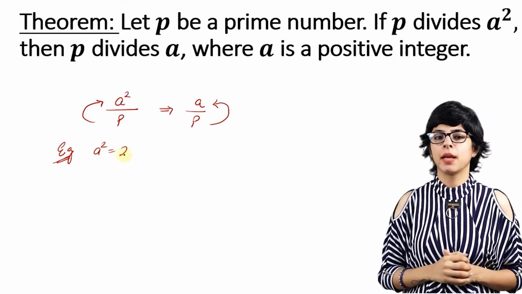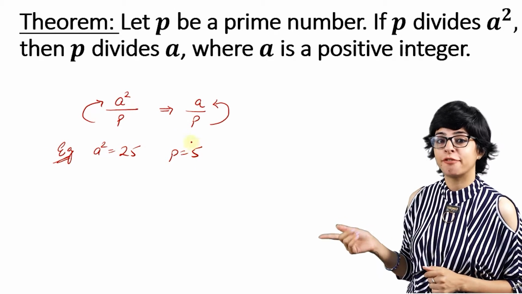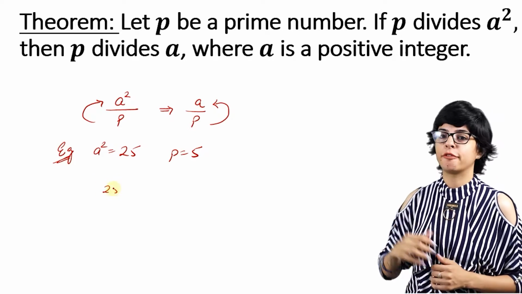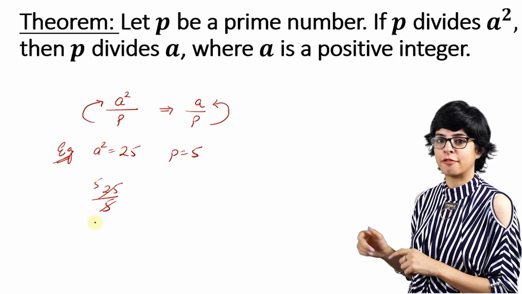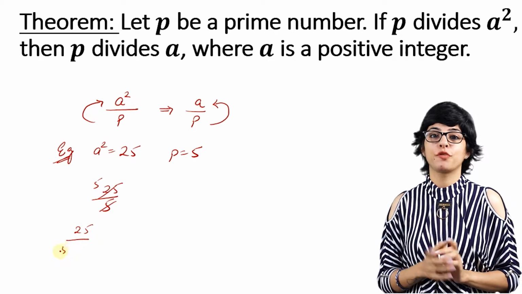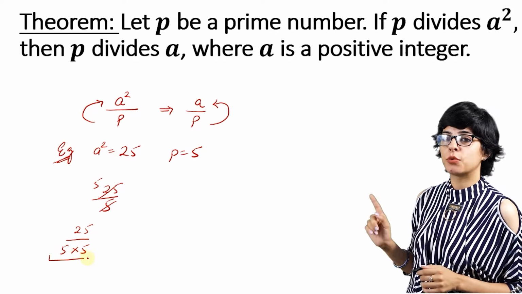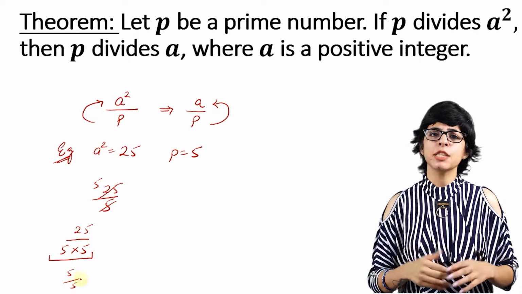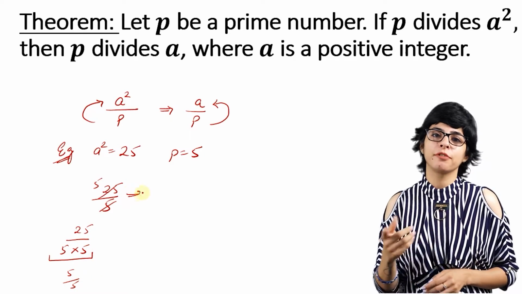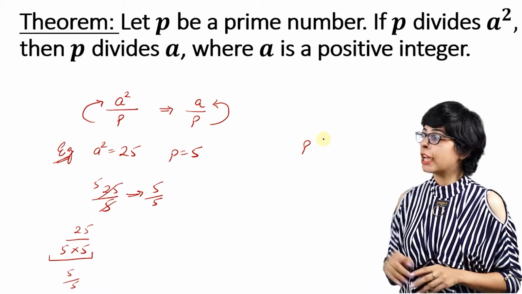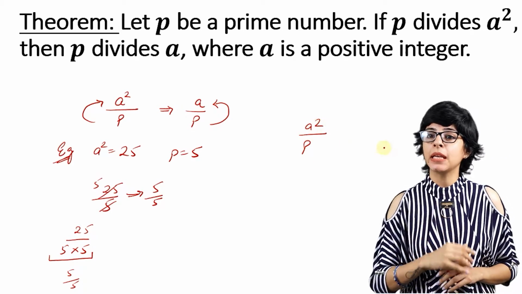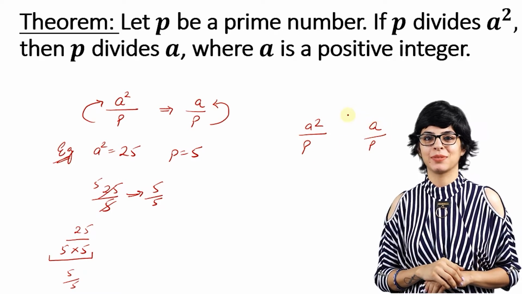That means if p can divide a square, p will definitely be dividing a also. Let's take a quick example. Let's assume that a square is 25 here and p is equal to 5. Now it is very simple for us to say that 25 can be divided by 5. So let me do the prime factorization of 25, which says 25 is equal to 5 into 5, and hence proved, 5 is divisible by the number itself. And hence we can say that if p divides a square, then p will definitely divide a also. Now let us solve an example. This is a very important question for the board exams.